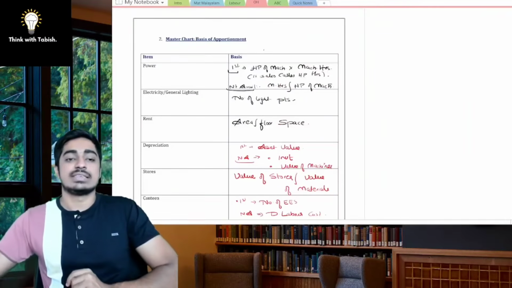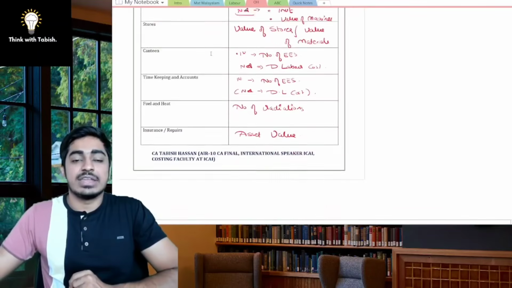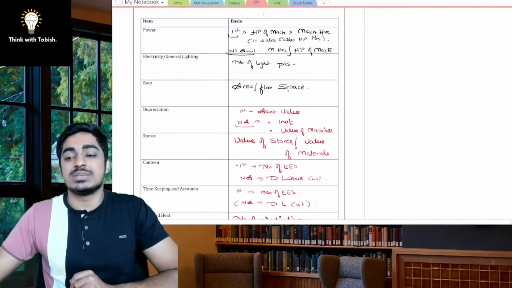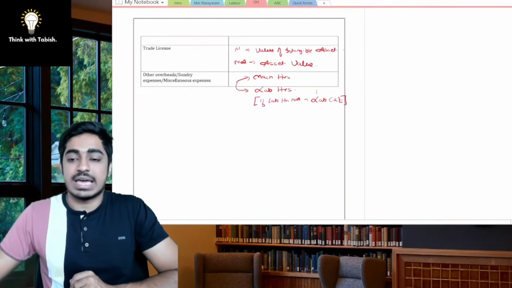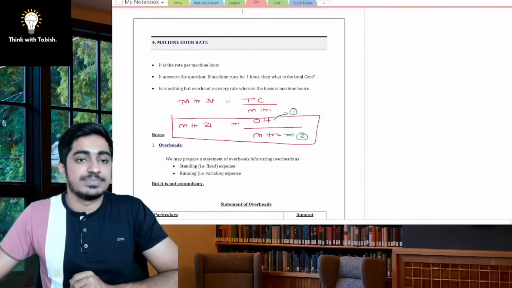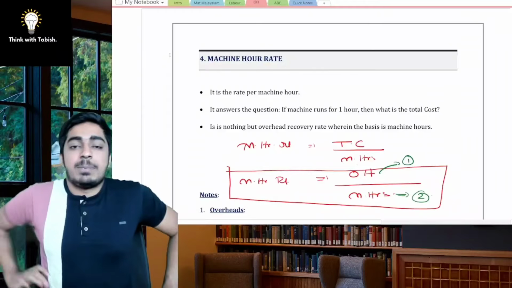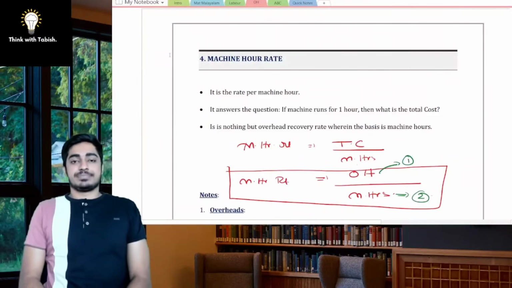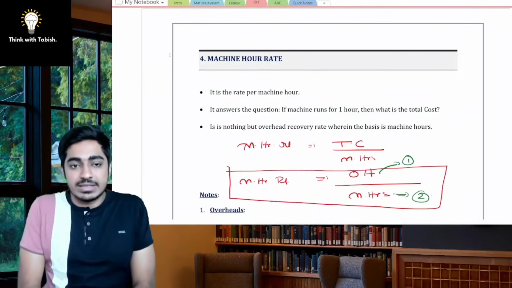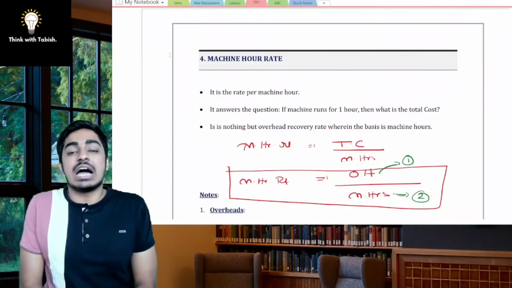Clear? Yes, we also had a master chart wherein whatever is the item and what is the basis of reapportionment, what ICAI is following, that was also discussed. With this we have finished the 5 steps for departmental rate method. We have 2 more concepts pending. One is machine hour rate.